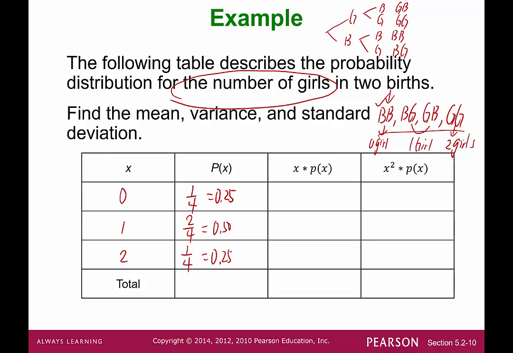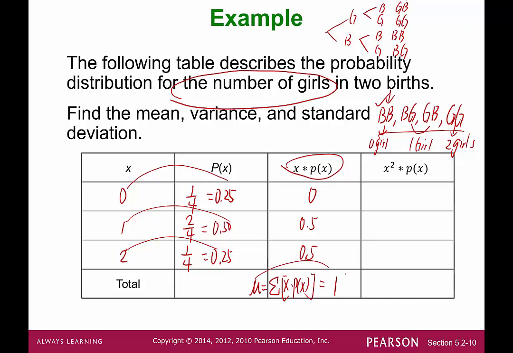Now in order to find the mean, we need to create this column x times p of x. So you multiply x by p of x. So you get 0 here. 1 times 0.5 is 0.5. 2 times 0.25 is 0.5. So the mean equals summation of x times p of x. If you sum up these, you get 1. So that means the mean is equal to 1.